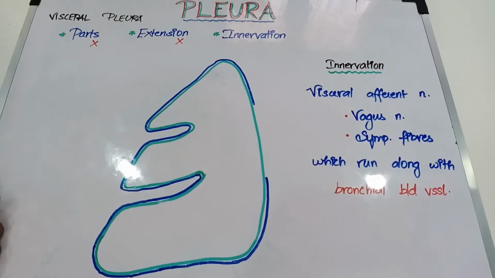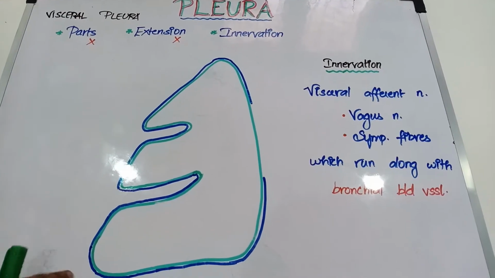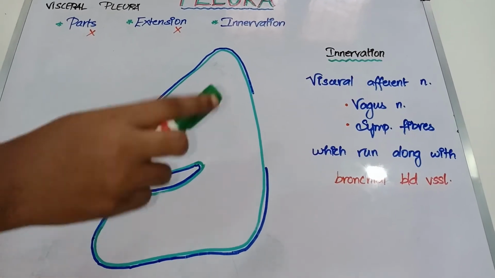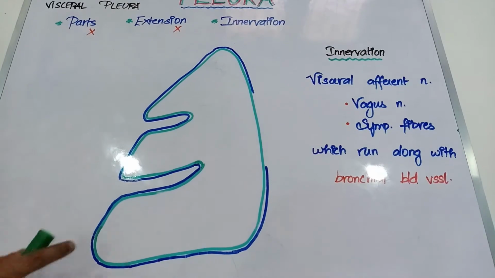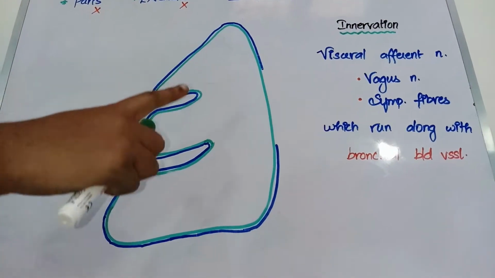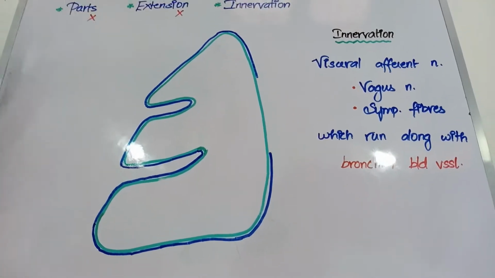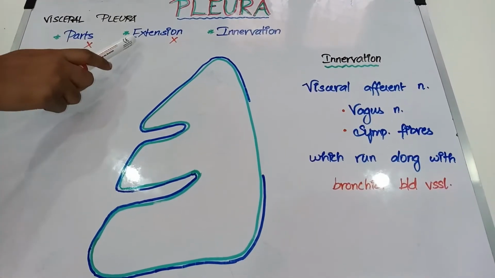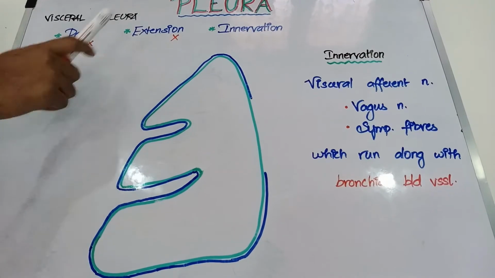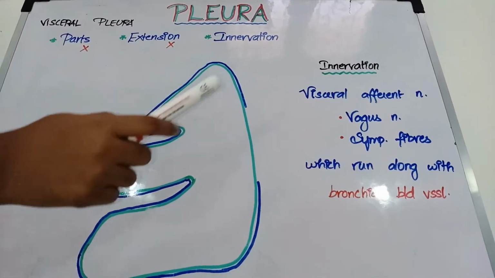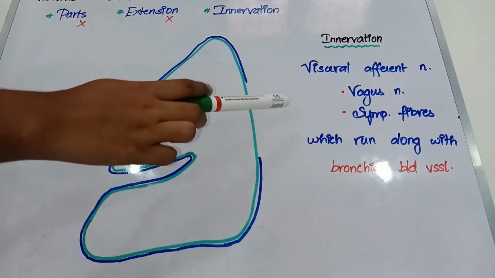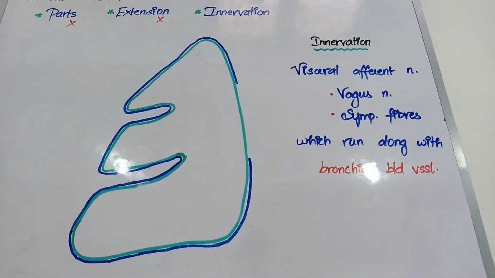And its innervation, it is innervated by the visceral afferent nerves. So the vagus nerve and the sympathetic fibers innervate them, which basically runs along with the bronchial blood vessels. So the visceral pleura does not have any parts, doesn't extend like the parietal pleura, and its innervation is visceral afferent nerves, which is the vagus nerve and the sympathetic nerves.